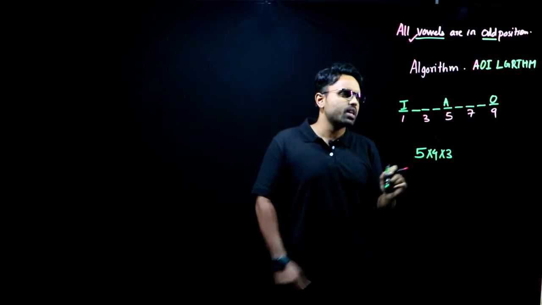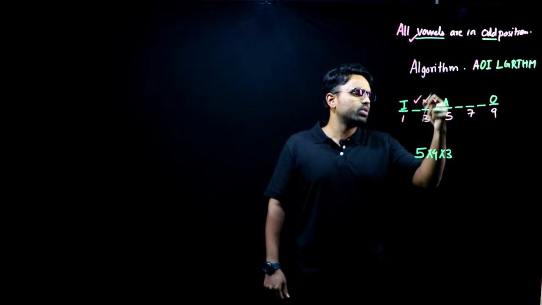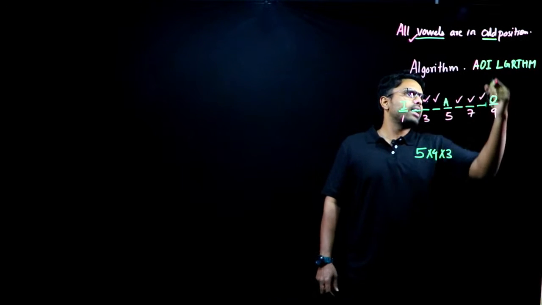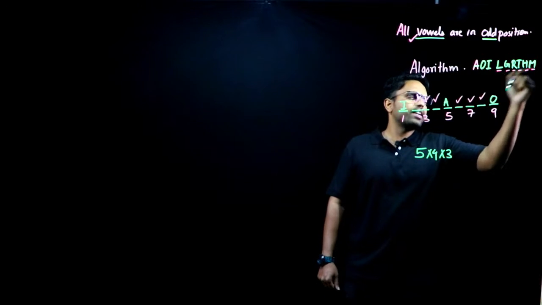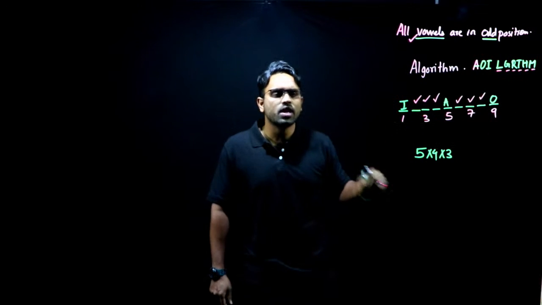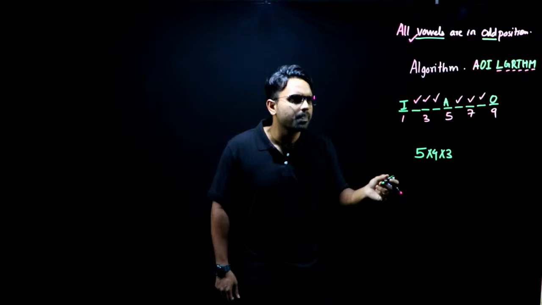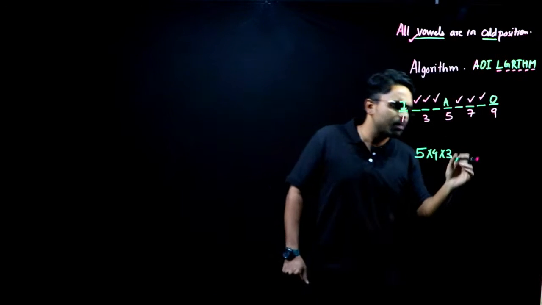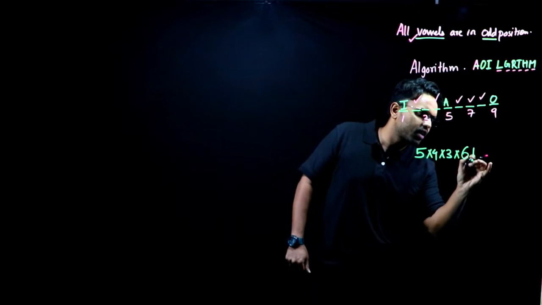How many blank spaces am I left out with? 1, 2, 3, 4, 5, 6. 6 blank spaces. How many letters am I left out with? 6 letters, 6 positions. In how many different ways can they be arranged? They can be arranged in 6 factorial ways.